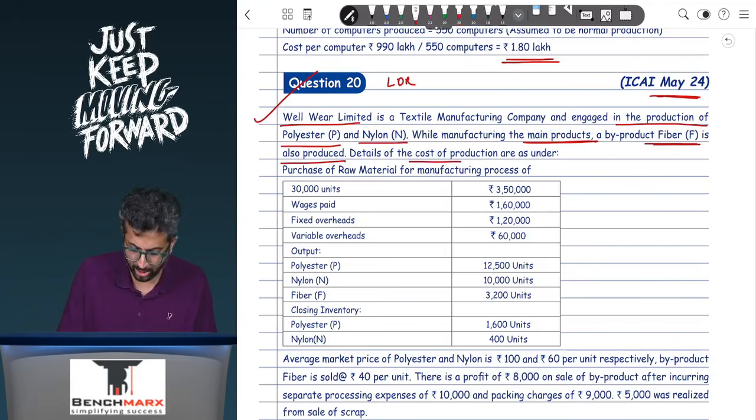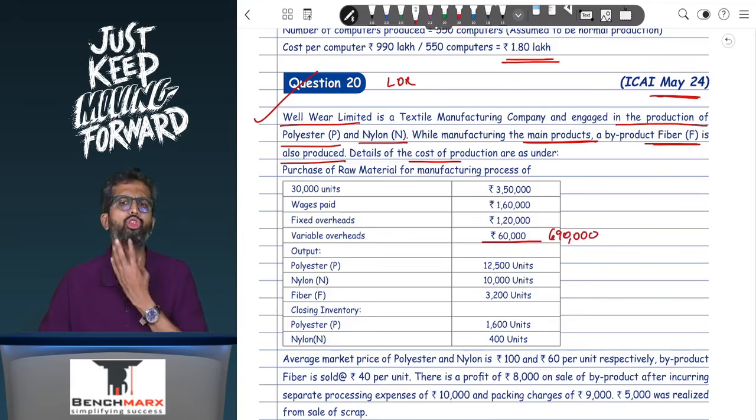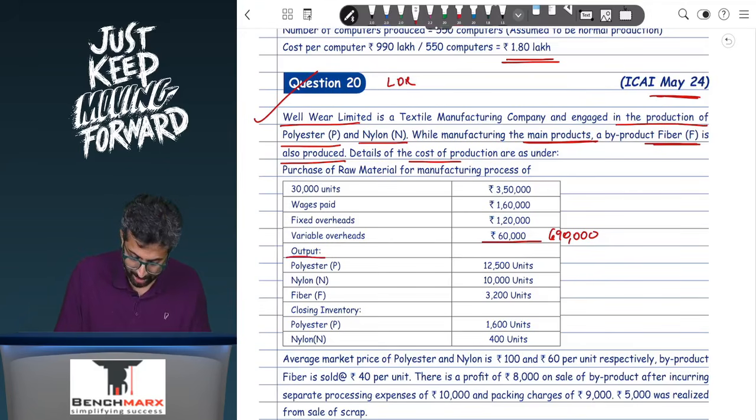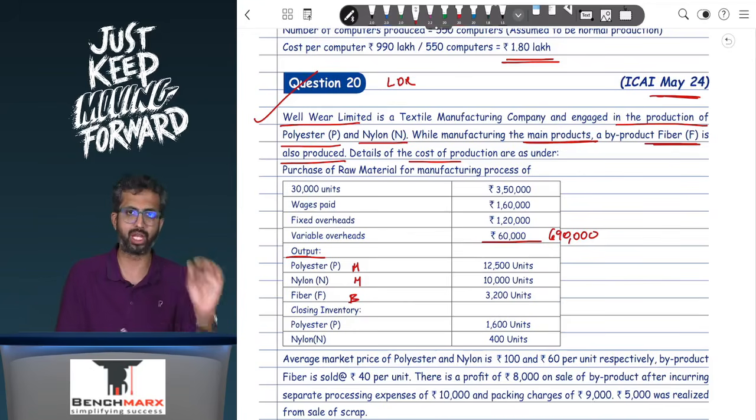The details of cost of production are as under. So you have the purchase of raw materials. This is for 30,000 units, wages, fixed overheads, variable overheads, all of this. If I total up 350, 160, 120 and 60, this will come to 6,90,000. Unless otherwise given, we will assume that your normal and actual are the same, so the entire fixed overheads will also be taken, assuming they are production overheads. So this is 6,90,000. The output made is polyester, which is a main product, nylon, which is a main product, whereas fiber is a byproduct. So for fiber, I'll have to find the NRV and subtract the NRV of the byproduct.